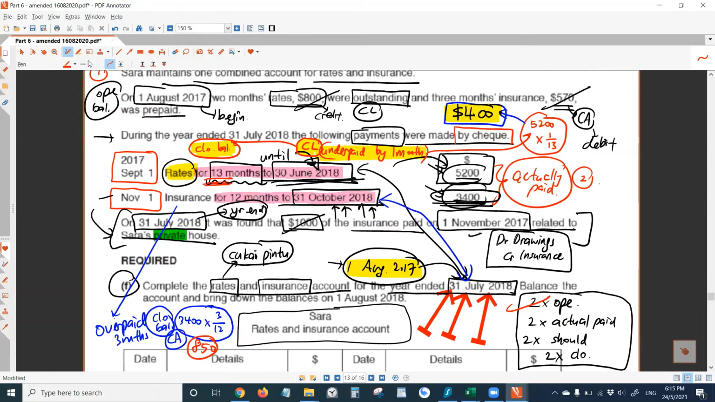Okay, congrats. Now you have found the closing balance for the insurance. Closing balance for insurance is a current asset, 850. This question is considered one of the most difficult questions for the topic. That's why I encourage you to redo. Now let's record accordingly.